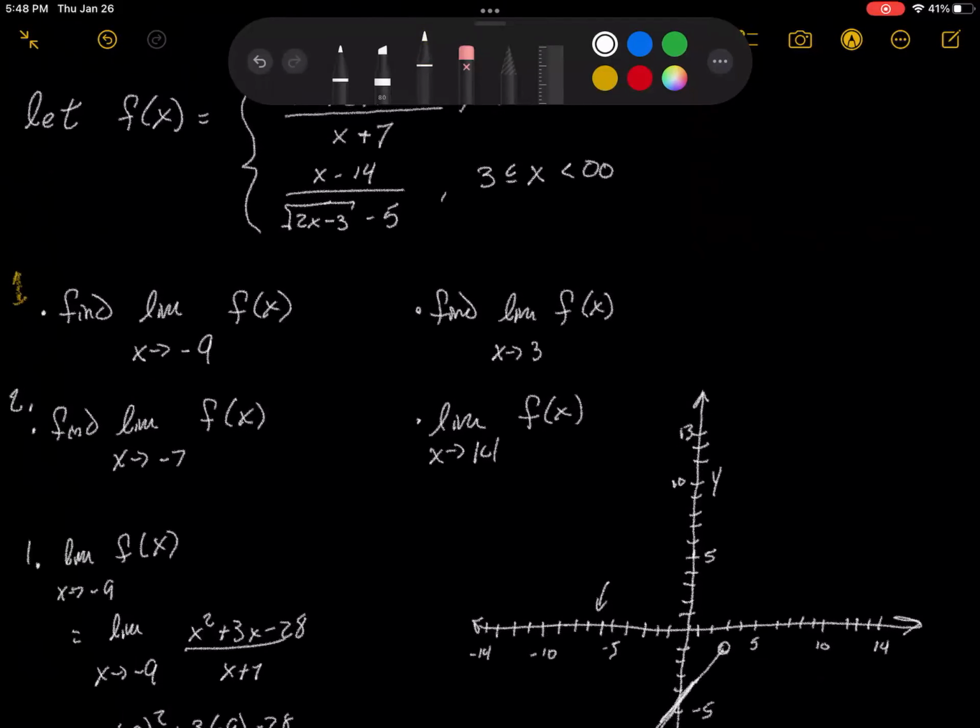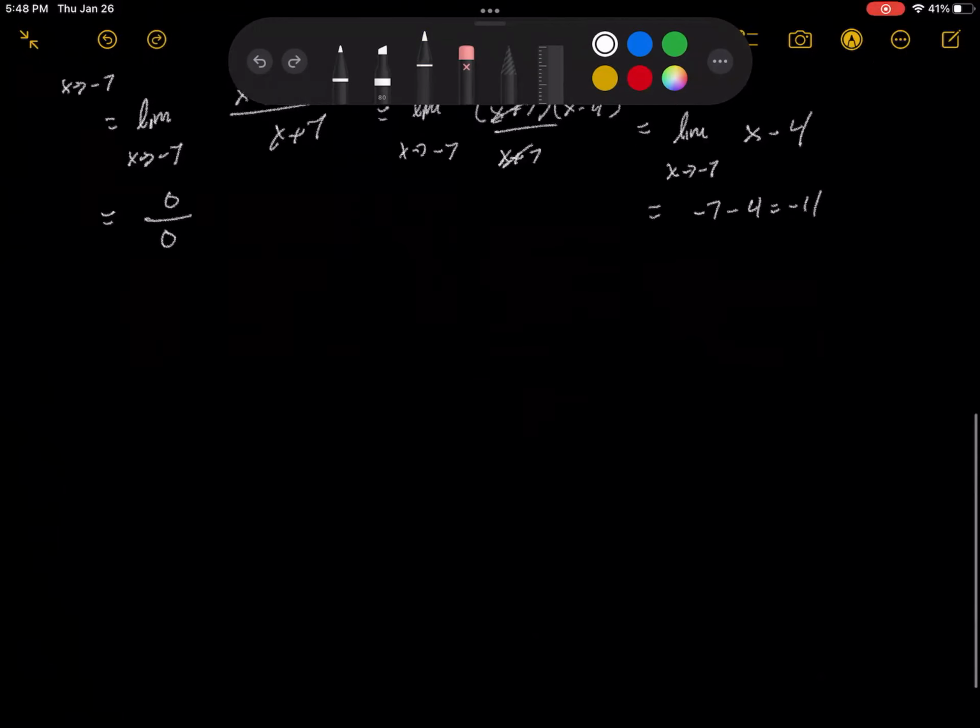Now that we've done number 1 and number 2, let's do number 3. Find the limit as x goes to 3. So exactly where does that open circle happen? What y value is that open circle at? So the limit as x approaches 3 of the function.